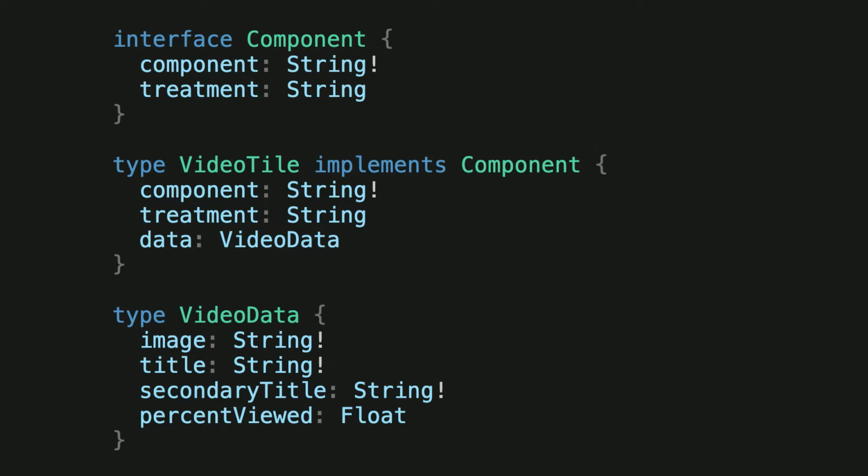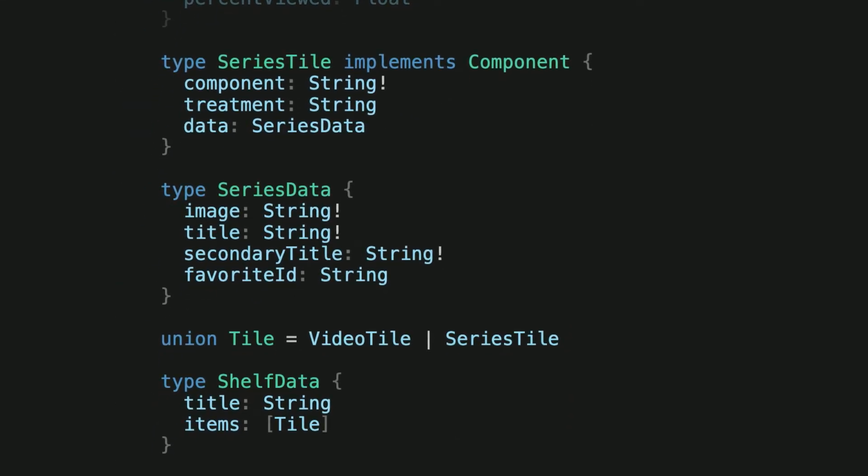And you'll notice that these fields look pretty familiar. It's like an image, a title, percent viewed, right? So for that little bar to see how much you've watched, and then some secondary titles. Same goes for the series tile, and then you'll see we have a union of the video tile and the series tile, making a tile. That's important because what is a shelf but a wrapper around tiles? So shelf data, you can see, basically has a title, like top picks for you, or continue watching, or favorites. And then it's going to have items, which are described as an array of tiles.